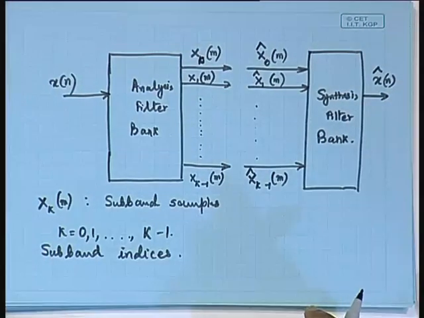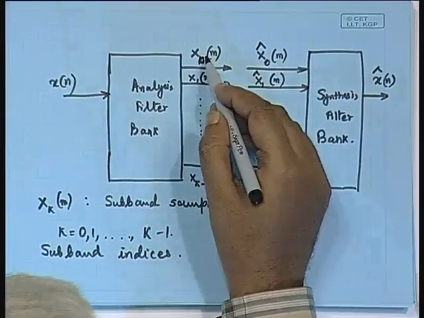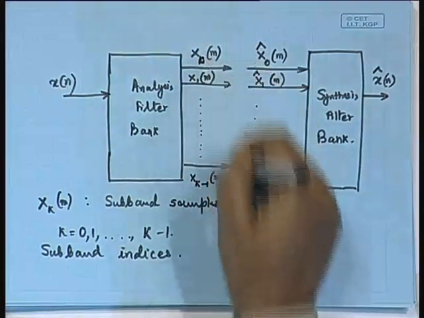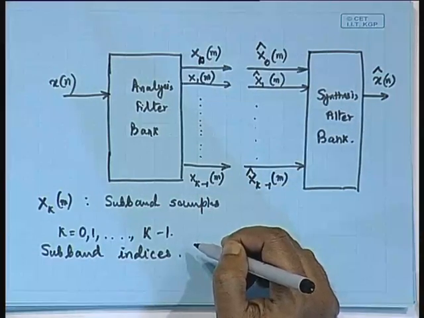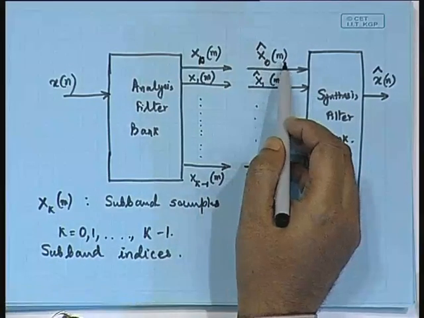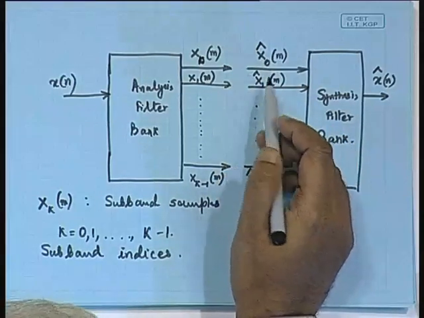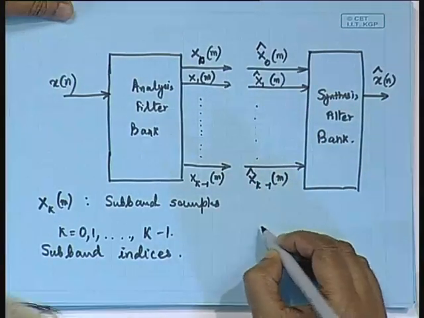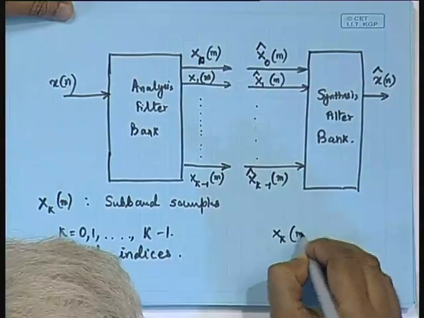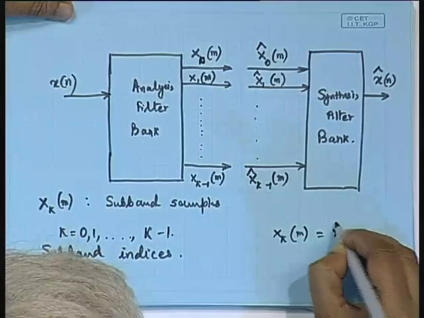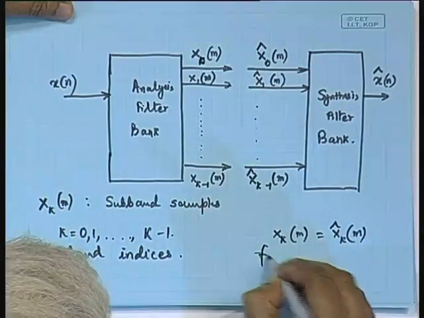Now, why are we using these hats? Basically, x 0 to x K minus 1 are all samples, and these samples we can encode and they can go into the digital channel. If the channel is noiseless, if it is a lossless channel, then x 0 of m and x hat 0 of m become the same. So, in case of lossless channels, we always have x k of m equal to x hat k of m.